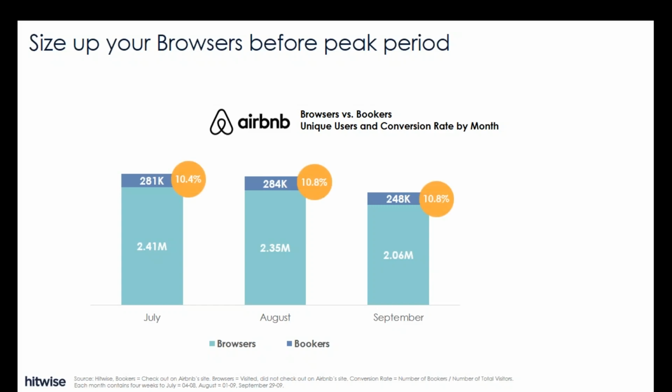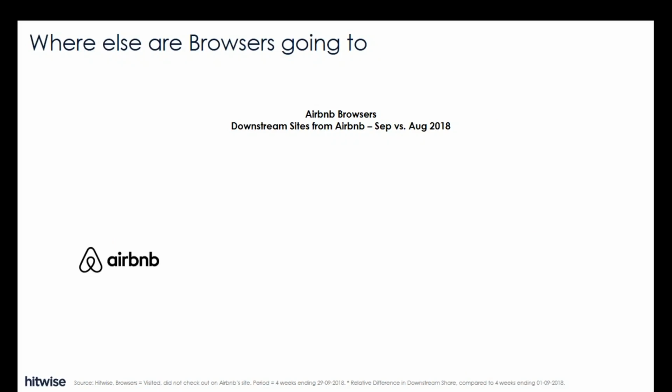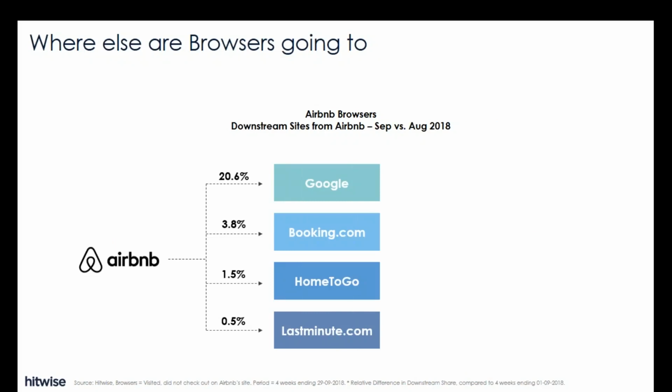So if I were at Airbnb, what can I do now to target my browsers and convert them into my buyers/bookers in time for the next peak travel period? So a quick analysis I could do would be to understand where my browsers go after visiting my site, i.e. downstream from Airbnb. So when we take a look into this, we can see that the majority go to Google and other OTA sites such as booking.com, but this has declined from August to September. My browsers are also going from my site to my competition, such as Home2Go and lastminute.com. These have all grown month on month as well.